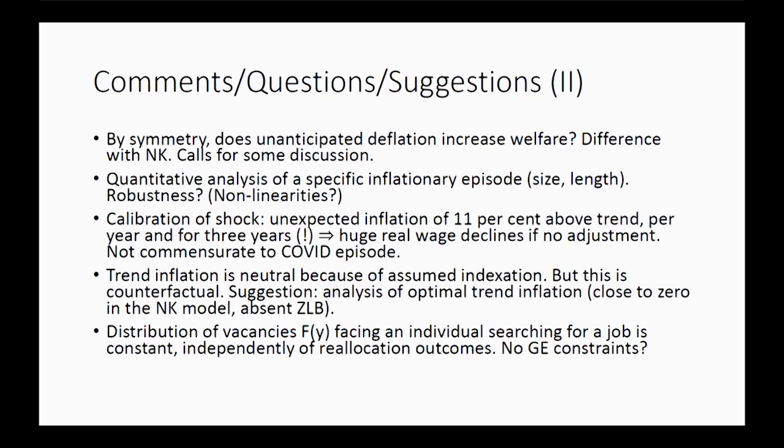Now, their quantitative analysis looks at a specific inflationary episode. It's one exercise, so to speak, okay, with a particular size of the shock, a particular length, and so on. So the readers of the paper don't know whether this conclusion that they reach is a robust conclusion. I mean, how general is this result that a positive inflation shock reduces welfare, okay? Because there may be non-linearities that may lead to different answers depending on the size and length of the shock.